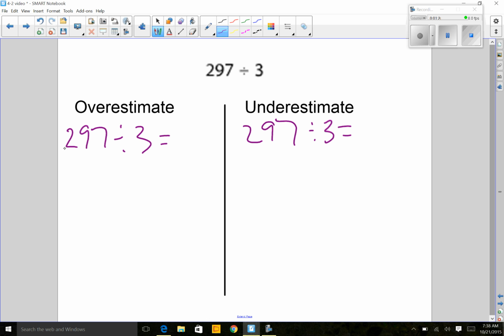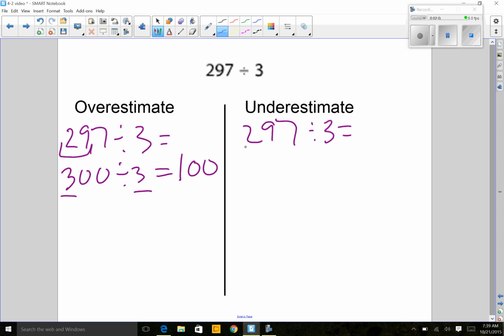What you're always going to do is look at the first or the first two digits, depending upon how big your dividend is. For this one, we're going to look at the first two numbers, 29. We think to ourselves, what number close to 29 is divisible by 3? For the overestimate, I'm going to think higher. 29 is not divisible by 3, but if I go up to 30, that is divisible by 3, because 3 divided by 3 is 1, and then we add the 2 zeros in, just like we did in our last lesson. That would be an overestimate.